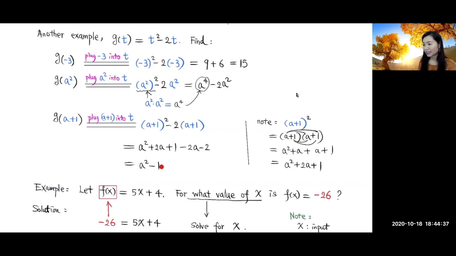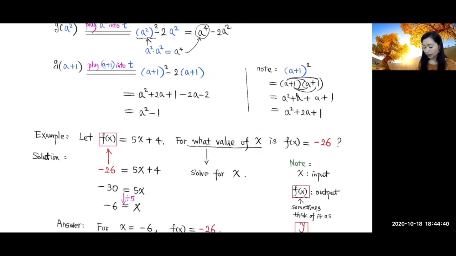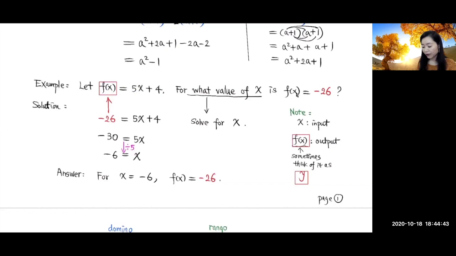Example. Now f of x equal to 5x plus 4. For what value of x is f of x equal to negative 26? Now notice that this negative 26 is a value for this f of x. It's not for x. Think about this f of x over here as the output, right? X is the input. F of x here is the output. Sometimes you can think about this f of x here as y. So negative 26 is the value for f of x.